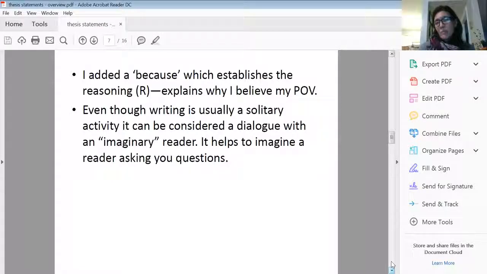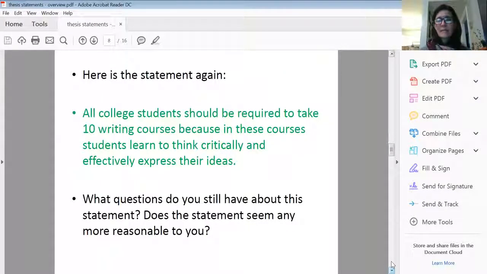So I have an opinion, and we all start in writing from our opinions. I believe all college students should be required to take 10 writing courses. Okay, that's my opinion. But I have to think about how that opinion lands on the reader. What else does the reader need to know? And very often, readers need to know why we believe something. That's the because, it's the reasoning.